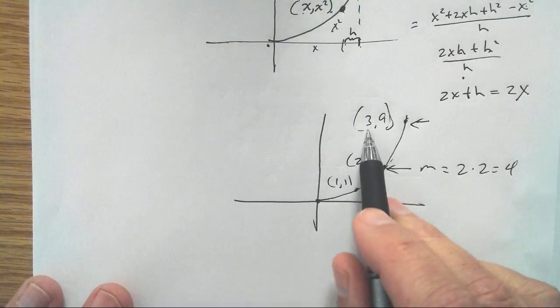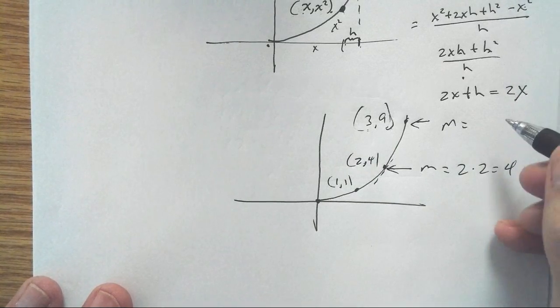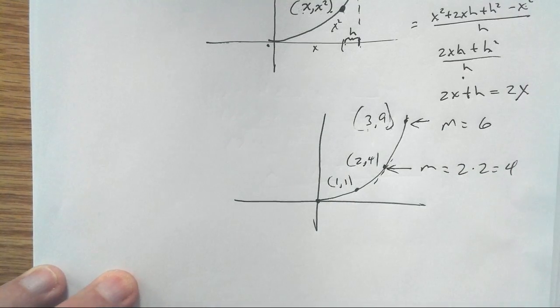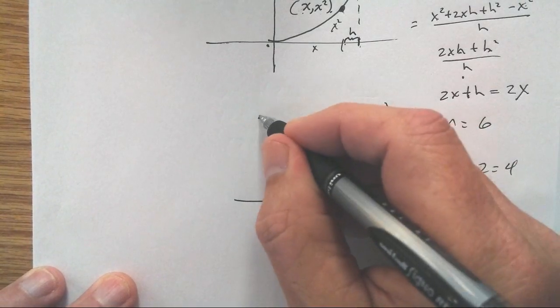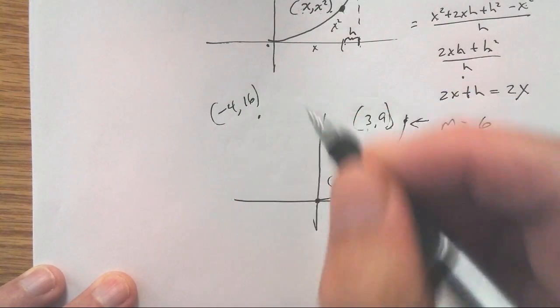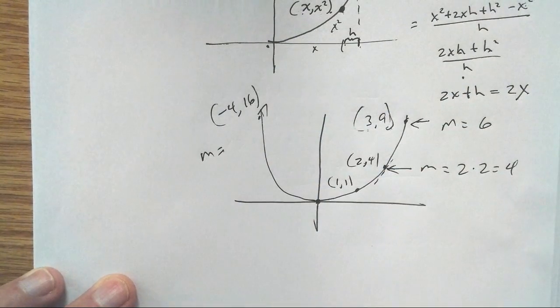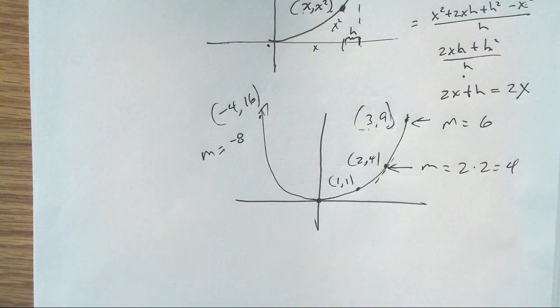What is our slope at 3, 9? And everybody said on 3, 1, 2, 3. 6. It's 2 times 3, 6. How fast are we going at 0, 0? 0. Back here there's a point, -4, 16. What's the slope? 1, 2, 3. -8. Is that okay? That's our slope formula.